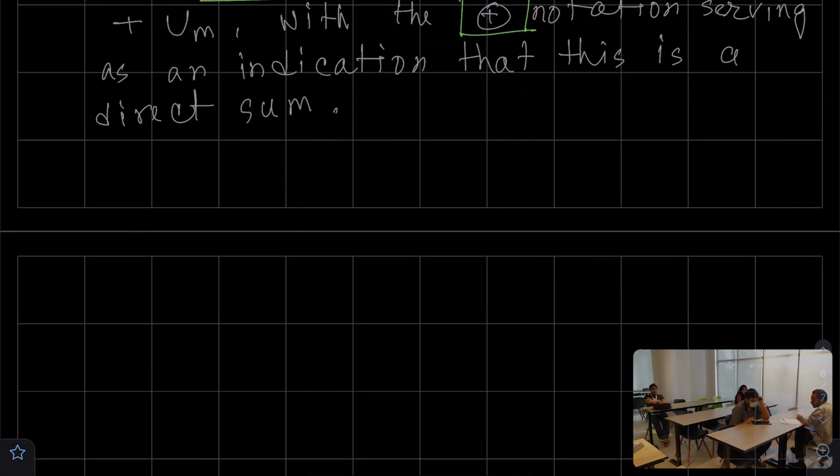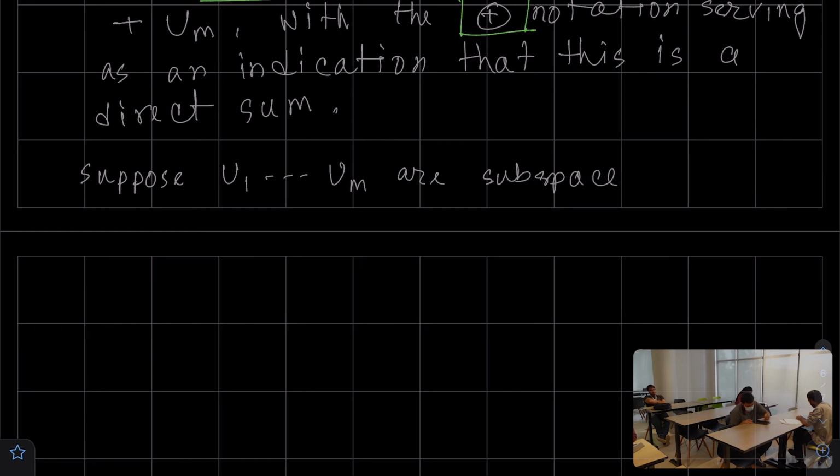So, condition for a direct sum. Suppose u1 dot dot um are subspaces of the original vector space V over F. Then u1 plus um is a direct sum.